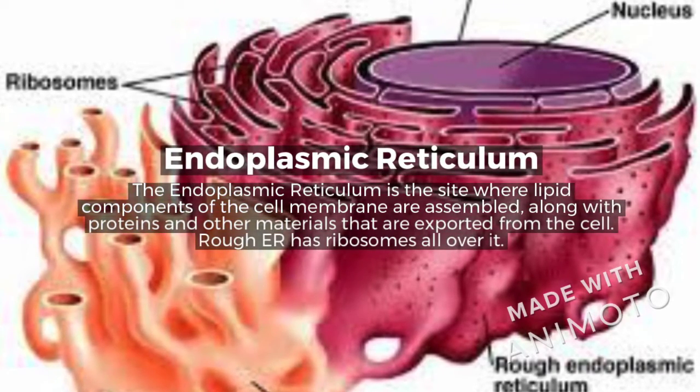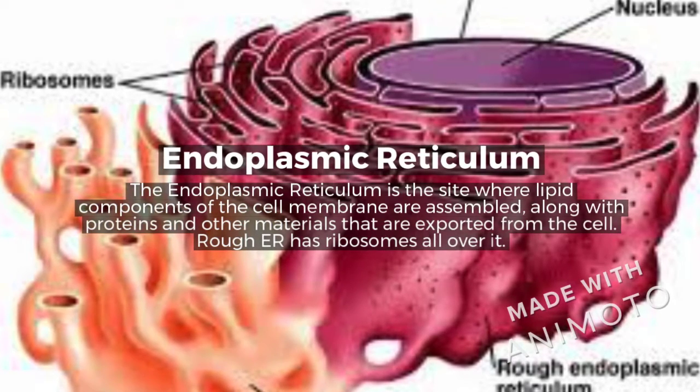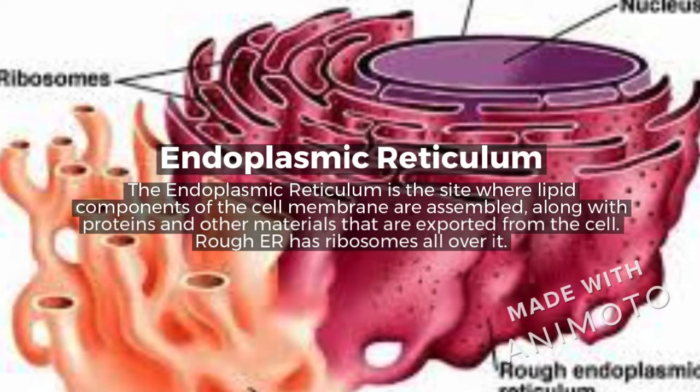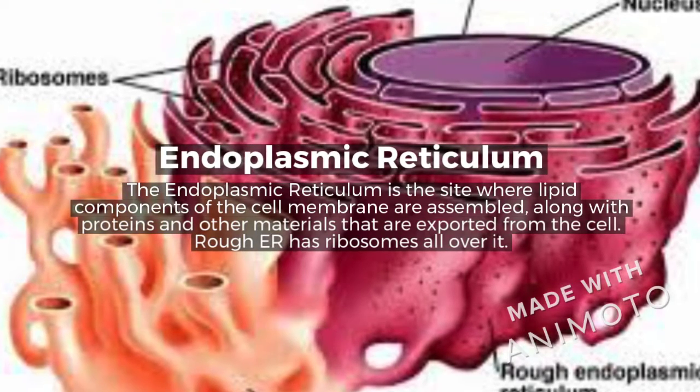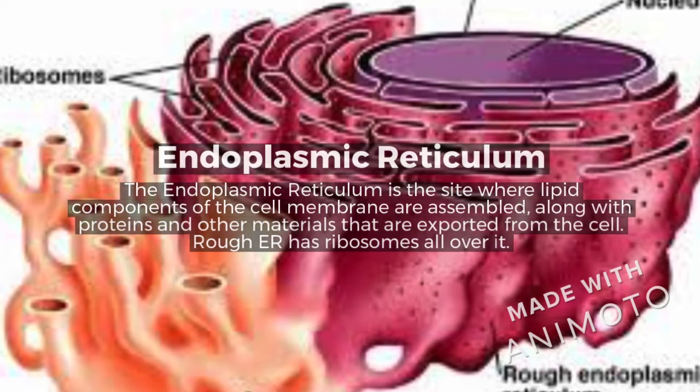Endoplasmic reticulum. The endoplasmic reticulum is the site where lipid components of the cell membrane are assembled, along with proteins and other materials that are exported from the cell. Rough ER has ribosomes all over it.